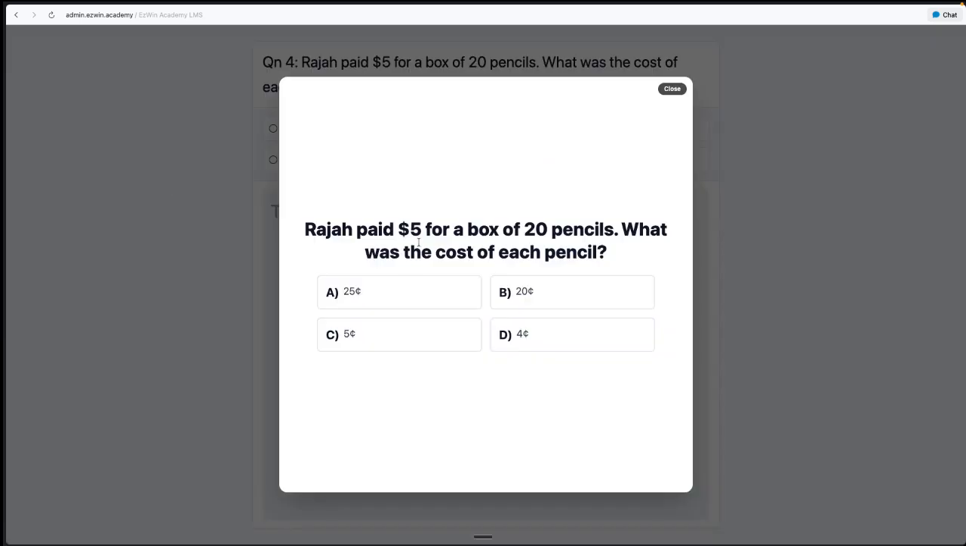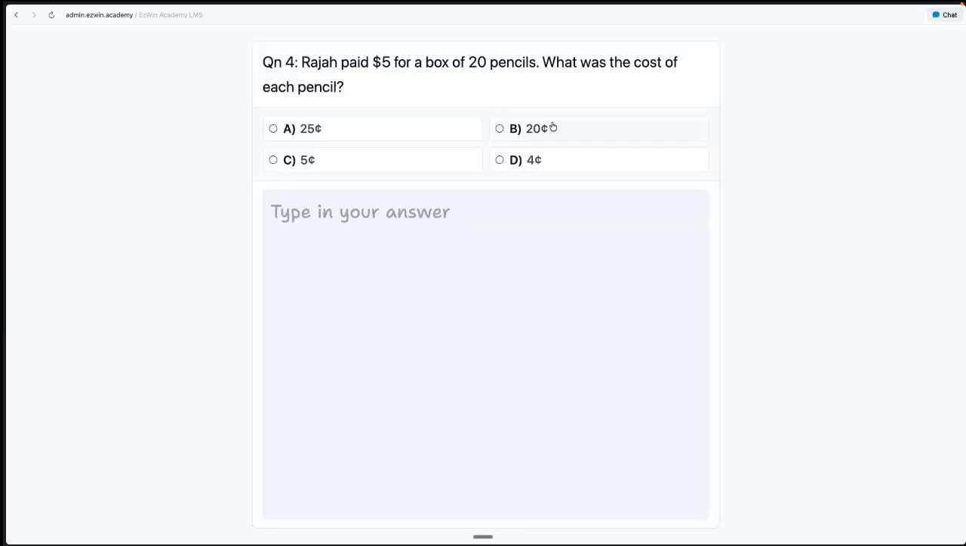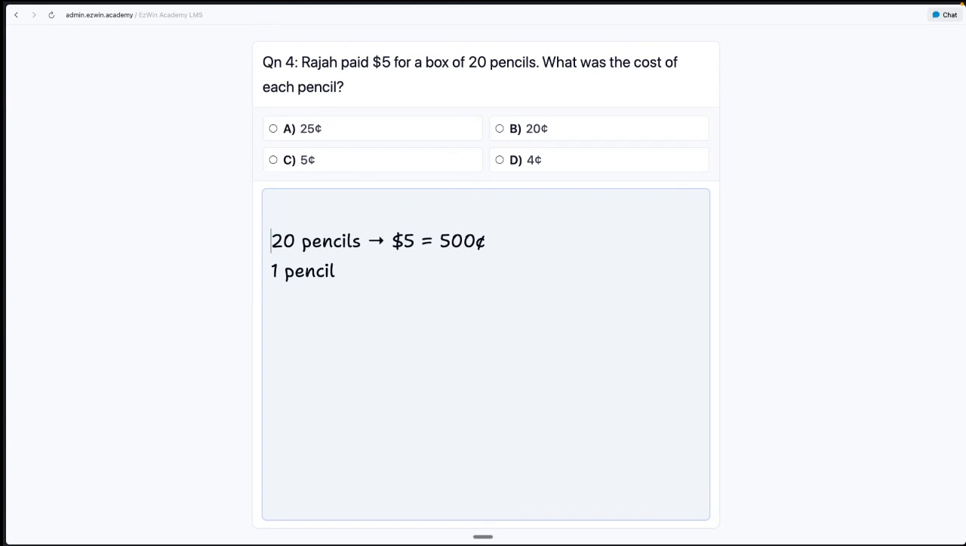Question number 4. Raja paid $5 for a box of 20 pencils. What was the cost of each pencil? In this case, also pretty straightforward. Since 20 pencils is equal to $5, which is also equal to 500 cents. Remember, $1 is equal to 1 times 100, which is equal to 100 cents. That's what you see over here.